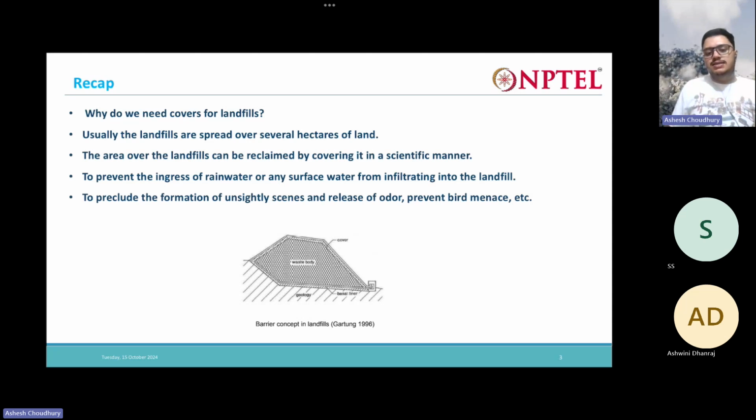And the third is that we do not want the bad odor that comes out from it. We also do not want birds, like vultures, to come and take this waste, carry it and drop it around, dirtying the whole air surrounding it. So that's why you use this landfill cover.